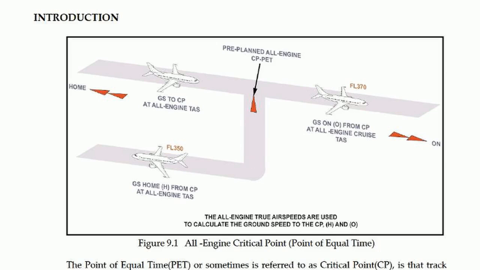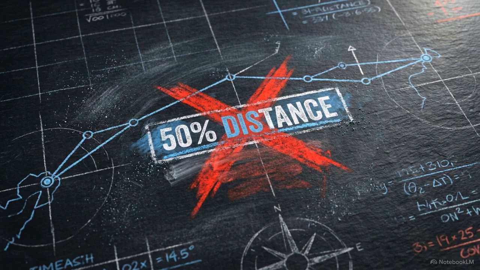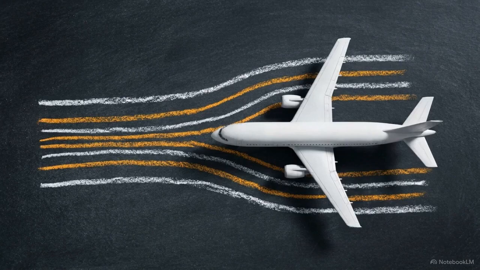The PET is a time problem, not a geographic distance problem. Because winds alter ground speed, the physical distance covered in that equal amount of time will be different in each direction. Assuming the point of equal time is the geographic midpoint of your route is a common mistake. In extended-range twin-engine operations, relying on a simple halfway point ignores the reality of wind components and ground speed.